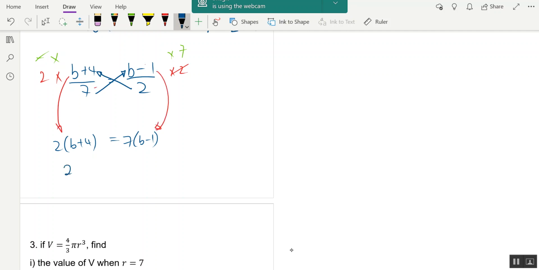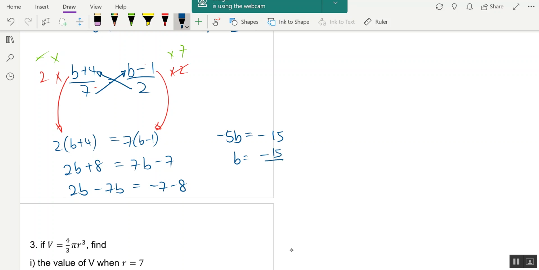Then after that, we can open the brackets. Algebra on the left side: 2b minus 7b equals negative 7 minus 8. Then I will have negative 5b equals negative 15, so b equals negative 15 divided by negative 5, which equals negative 3. Sorry, just 3. Negative divided by negative is positive.